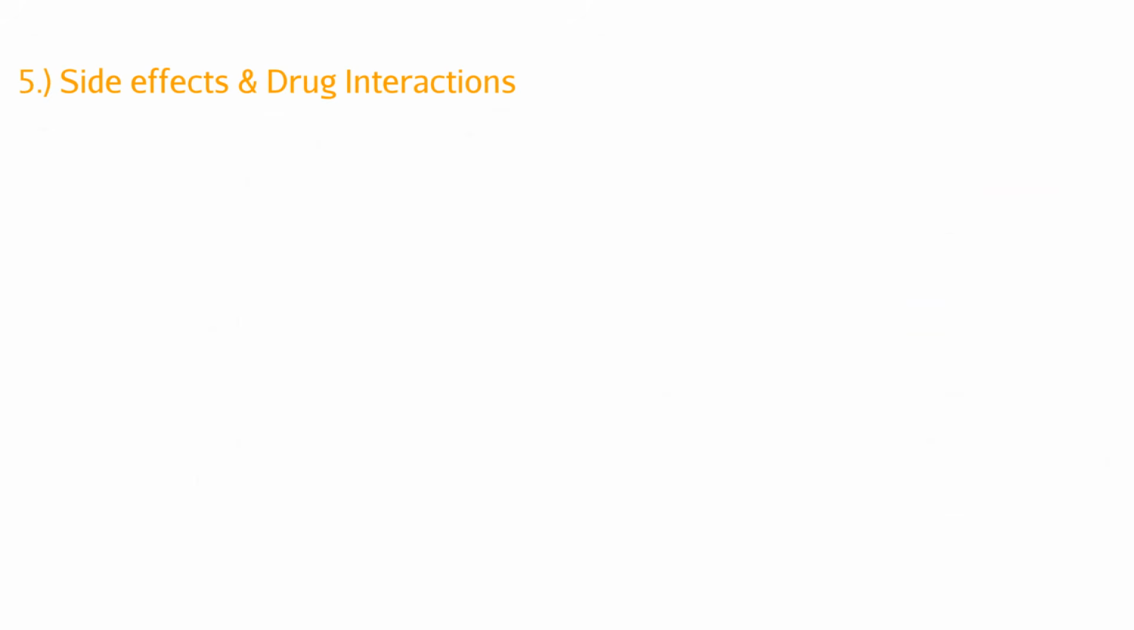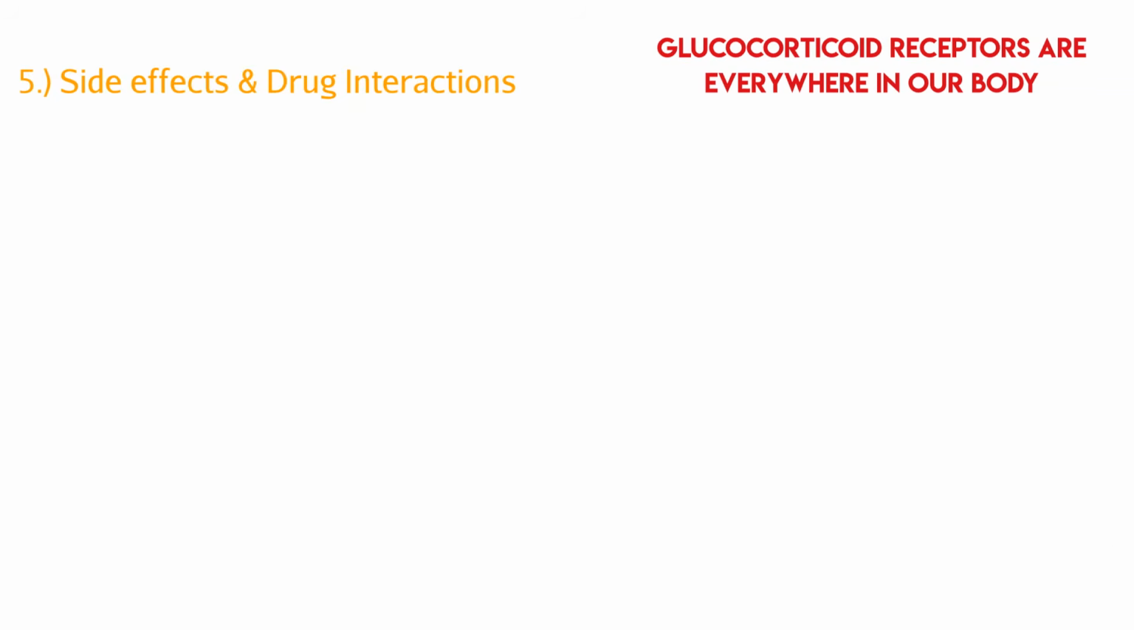So now let's talk about side effects. And glucocorticoid receptors are everywhere in our body, right? We talked about how much they can do. There's a lot of functions that they help with. So it makes sense that these drugs can cause a lot of side effects. And you always want to assess the risk versus benefit in each patient, right? Does it make sense? Do the risks outweigh the benefit, or does the benefit outweigh the risk?